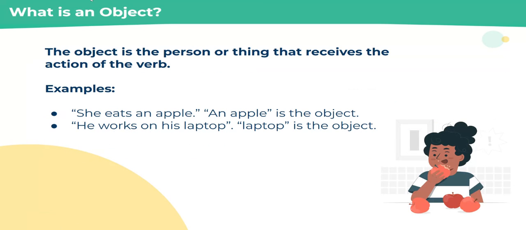And the third part of our simple but effective sentence structure is, of course, the object. Now, what is an object? The object is the person or thing that receives the action of the verb. Let's have a look at some examples. She eats an apple. An apple is the object. He works on his laptop. Laptop is the object.